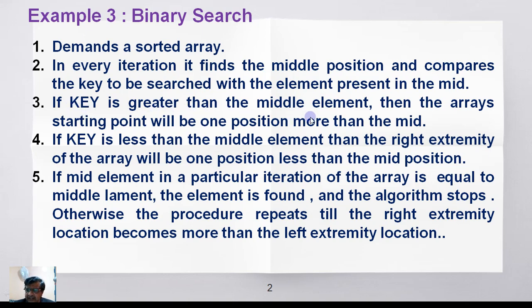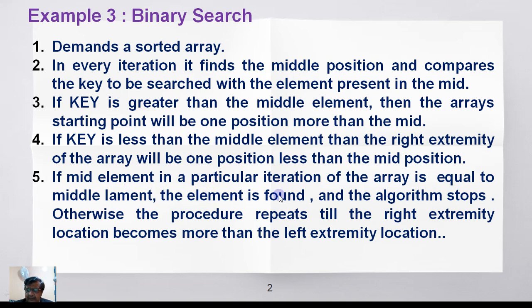If key is greater than the middle element, then the array's starting point will be one position more than the mid, and the other portion will be simply discarded. If key is less than the middle element, then the right extremity of the array will be one position less than the mid position. Therefore the right half of the array will be simply ignored or disregarded.